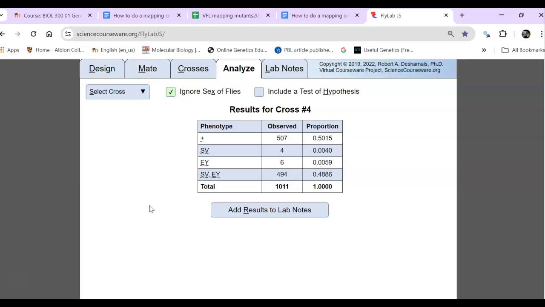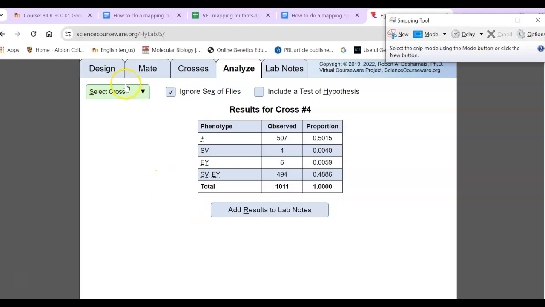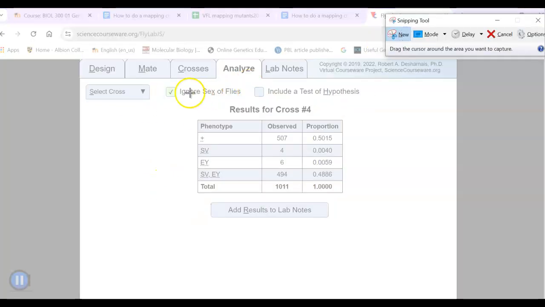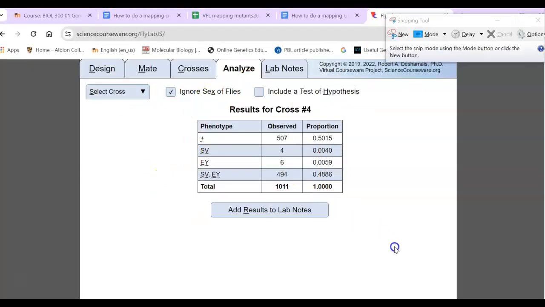If the genes are linked, you're going to get two categories that are high numbers and two categories that are low numbers. The two categories that are high numbers are your parentals. The two categories that are low are your recombinants. And the number that we need to figure out is the percent recombinants. So let's do that. Once you get going, you could do all of this in like half an hour probably.